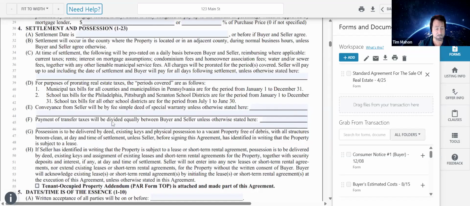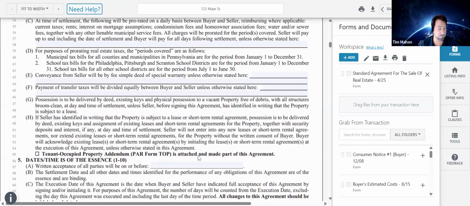Either way, payment of transfer taxes are typically divided equally between buyer and seller. In most cases, it's 1% on each side. There are sometimes situations where a buyer, to make their deal look better, will be willing to pay the seller's transfer costs. Then we would put that in on this line right here. Some buyers do that as a negotiation point in a multiple offer situation, and I've also used it myself.